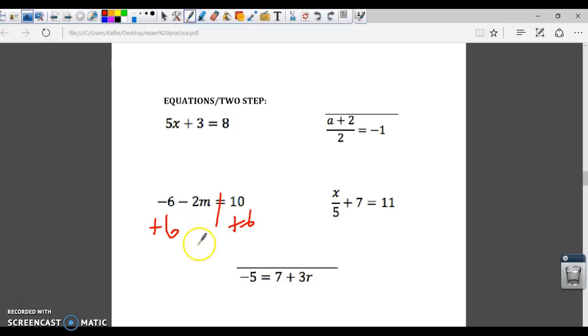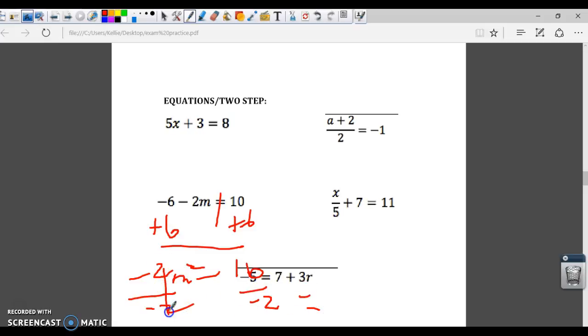Here we go. So here it is. That canceled out. Negative 2m equals 16. Get rid of the negative 2 by dividing by negative 2 on both sides. So that cancels out, leaving me m. 2 will go into 16 8 times. That's going to be negative 8. Okay? So m equals negative 8 for this one, because negative 2 will go into 16 8 times. And a negative divided by a positive is a negative.